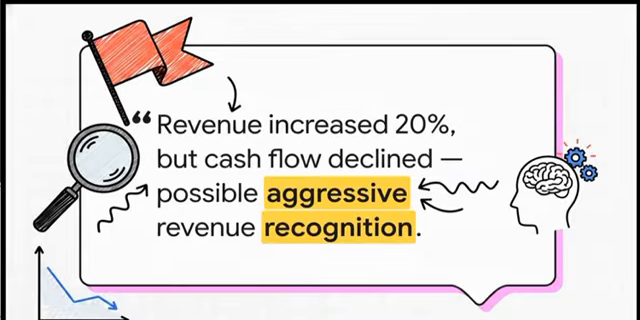And this is exactly the kind of insight a modern analyst is looking for. Imagine prompting your AI tool and it just spits out, revenue increased 20%, but cash flow declined, possible aggressive revenue recognition. That is the exact red flag scenario we discussed earlier, but served up instantly by AI. It doesn't replace you as the analyst, it just makes you incredibly efficient at spotting exactly where accrual accounting might be hiding a really bad economic reality.